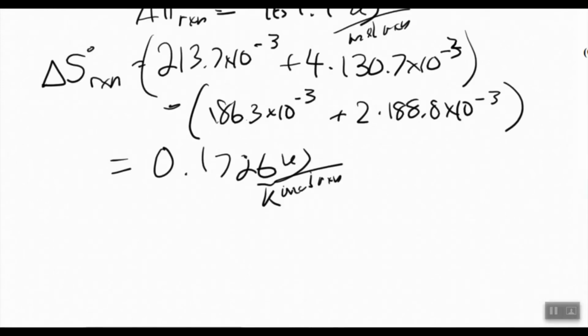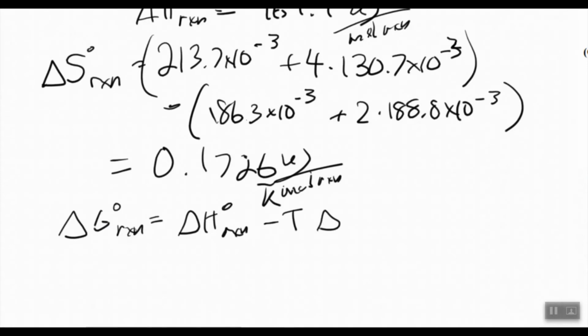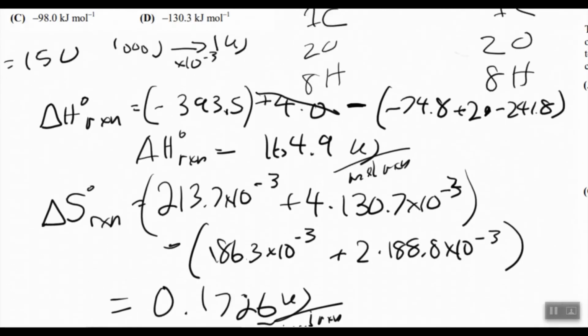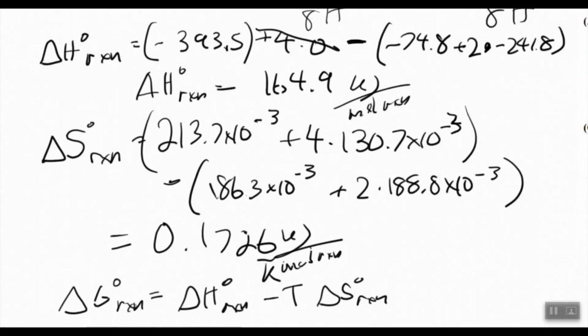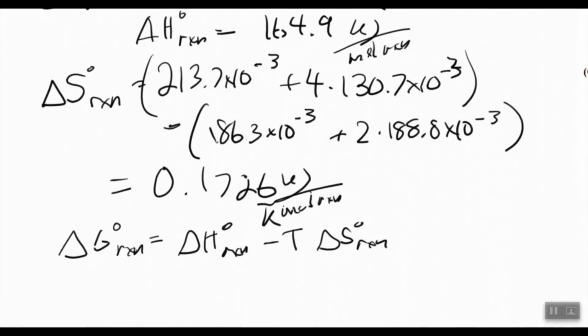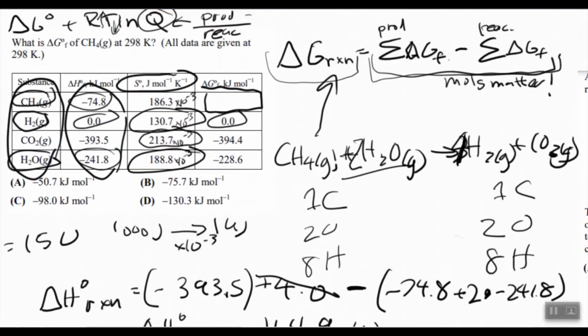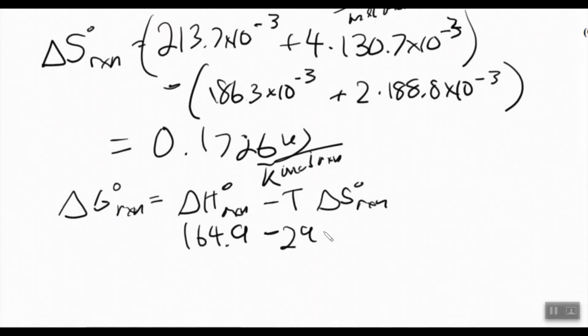So we can now find the delta G of the reaction. Delta G naught of reaction is equal to delta H naught of reaction minus T delta S naught of reaction, and all we do is plug and chug to get delta G. So let's go ahead and do that. Delta H will be 164.9 minus T, I think it's at 298. There you go. 298 times 0.1726. And this should get us, let me type this into my calculator.